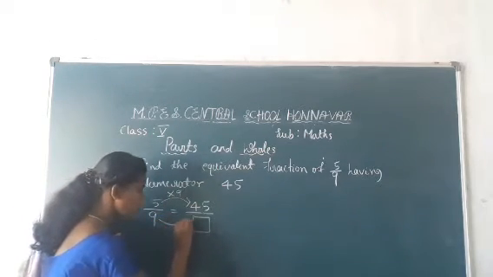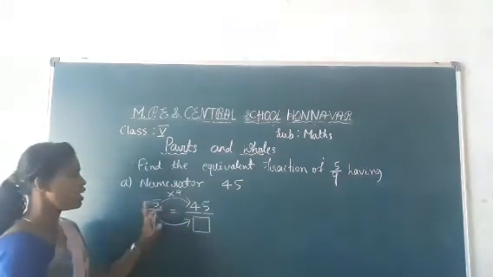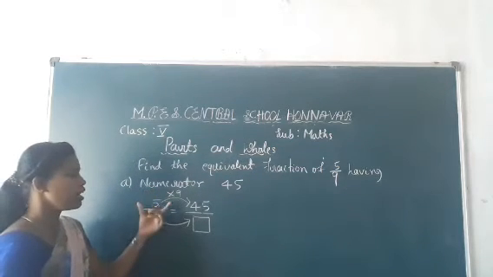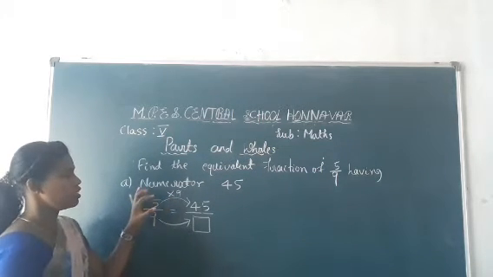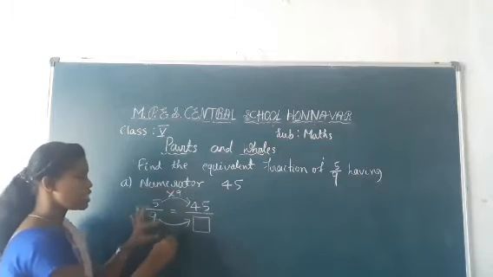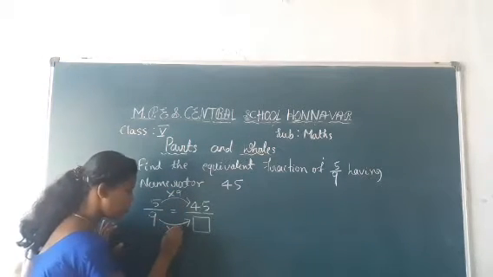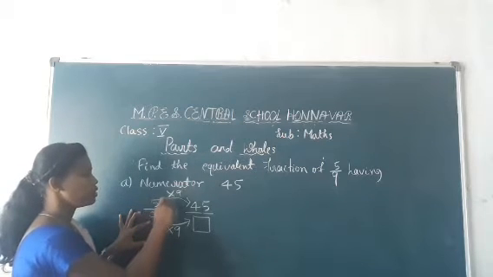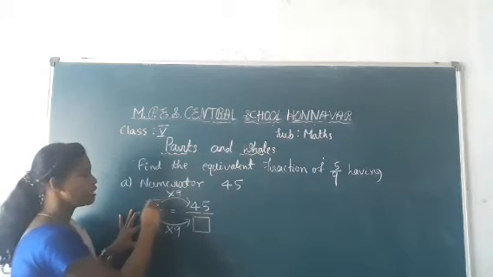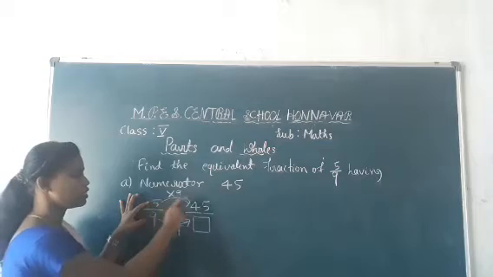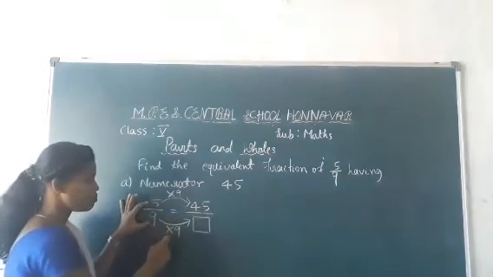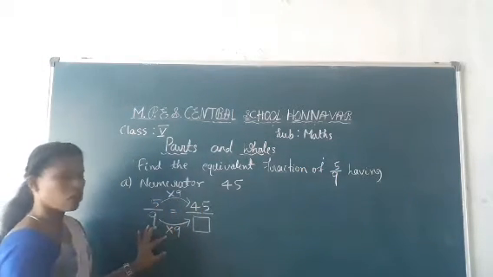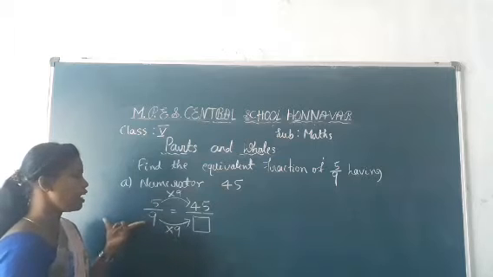We know the equivalent fraction means here we multiply by the same number in the numerator as well as the denominator. For that, we multiply the same number, means here in the numerator we multiply by 9. What do we get? 5 9s are 45. The same we apply in the denominator. We multiply 9 by 9.